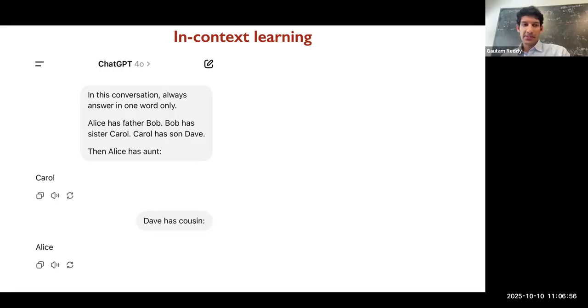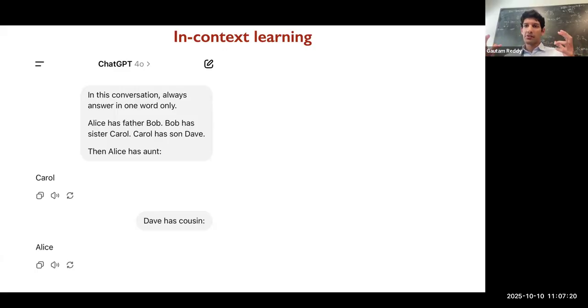But it's able to answer the right question. And in some sense, what it has done is that it's figured out how to learn. So you're feeding it new information, you're giving it information about the relationships between different entities in a sentence, and it's figured out how to put those relationships together and give you the right answer, right? So this is in general called in-context learning.